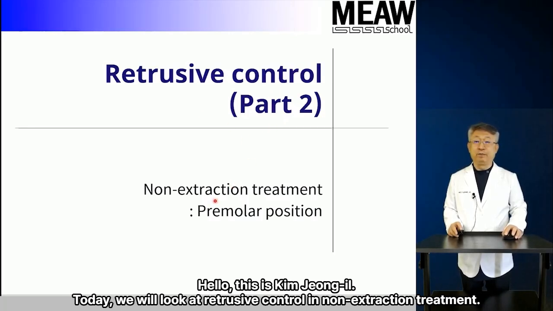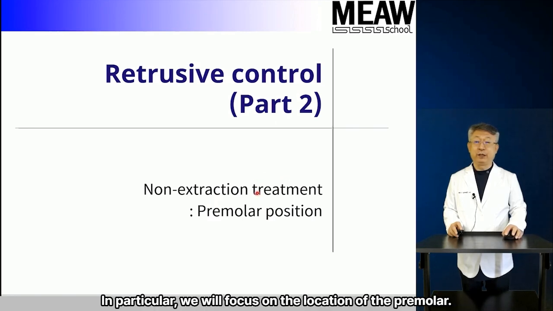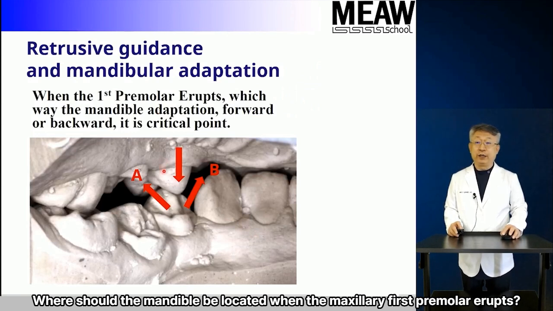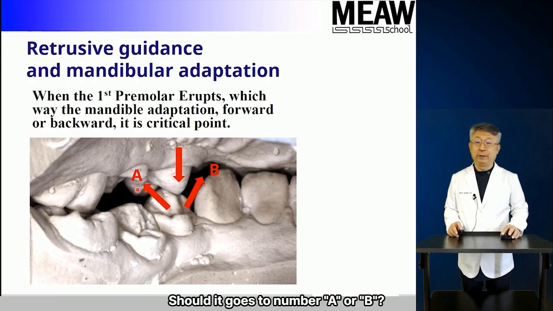Today, we will look at retrusive control in non-extraction treatment. In particular, we will focus on the location of the premolar. Where should the mandible be located when the maxillary first premolar erupts? Should it go to number A or B? It needs to go to number B.